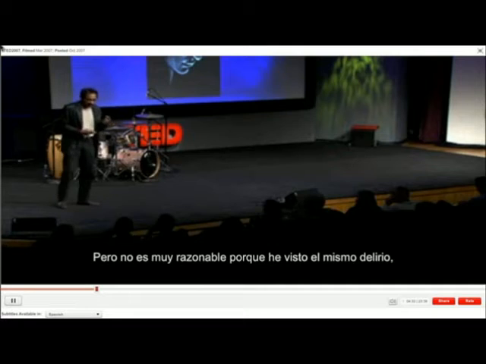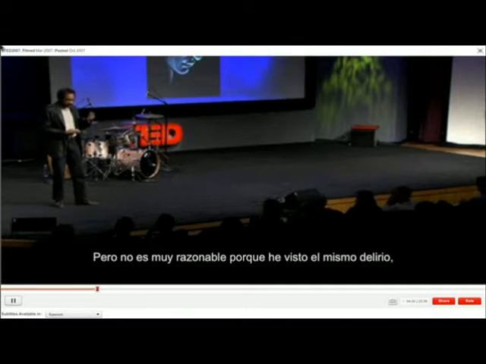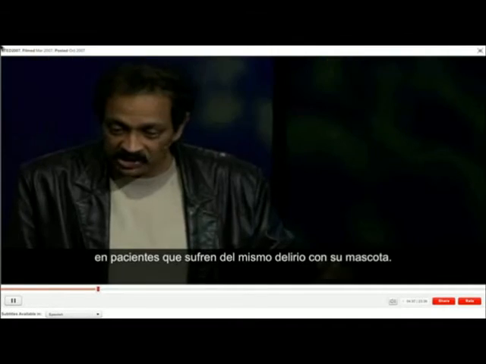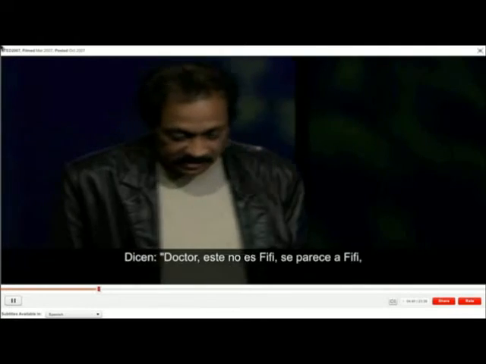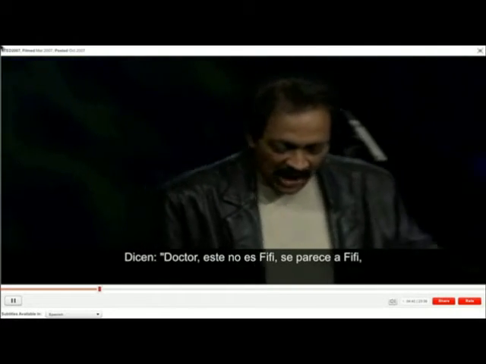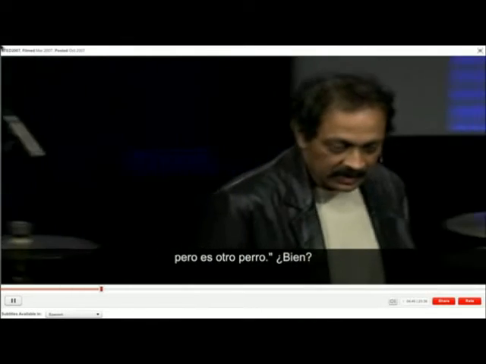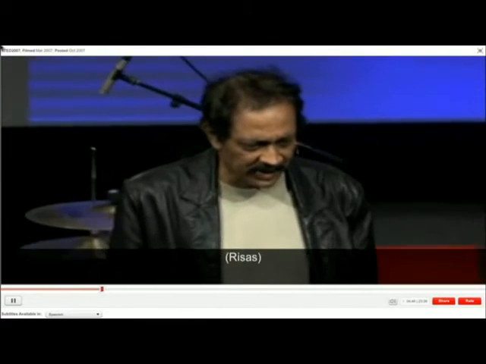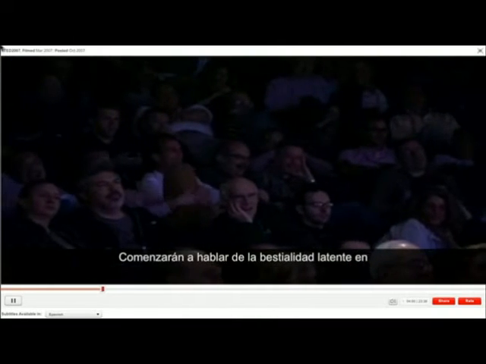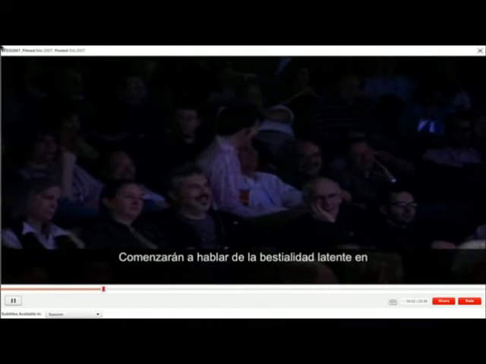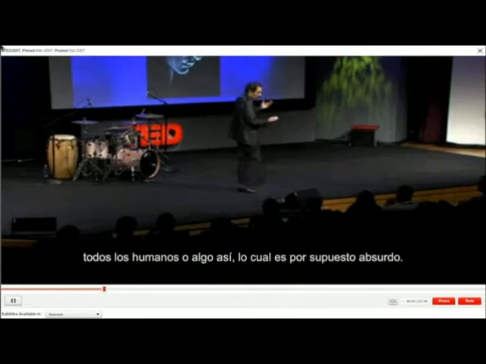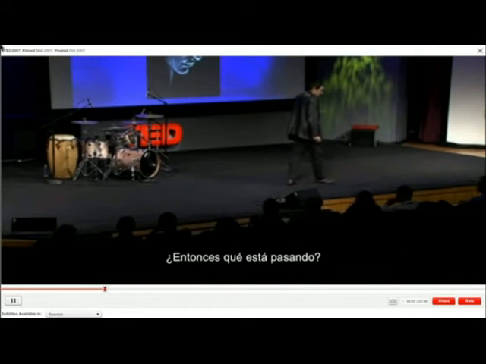Didn't make much sense because I have seen the same delusion, a patient having the same delusion about his pet poodle. He'll say, doctor, this is not Fifi. It looks exactly like Fifi, but it's some other dog, right? Now you try using the Freudian explanation there. You have to start talking about the latent bestiality in all humans or some such thing, which is quite absurd, of course. Now, what's really going on?